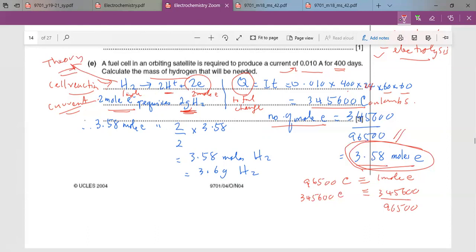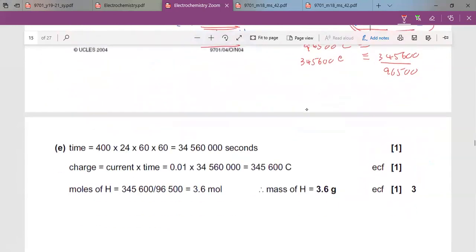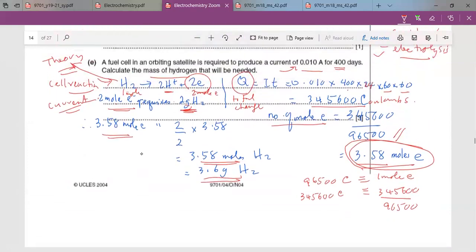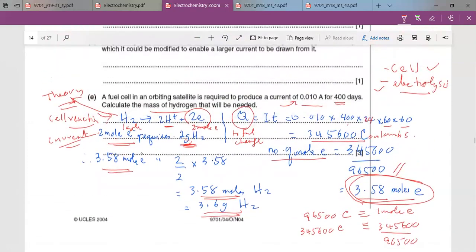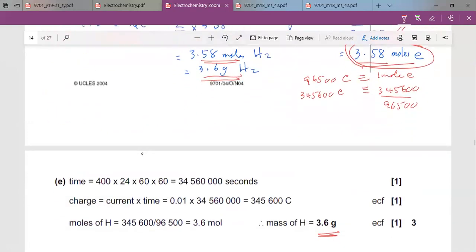1 mole, 2 grams. So many moles of electrons, we do 2 over 2 times, okay? So actually it's the same. See now, hydrogen, okay? So this answer here, you can see 3.6 moles, 3.6 grams, okay? Right, hydrogen, yes. So the mark given is the time, you change it to seconds, 1 mark. Then total charge, Q is IT.